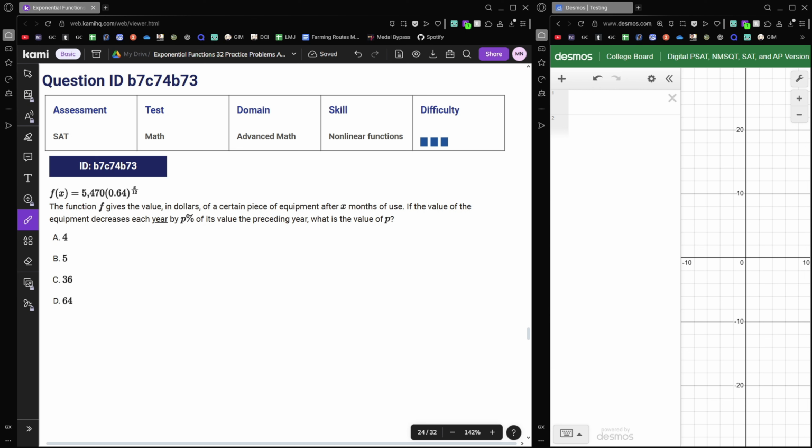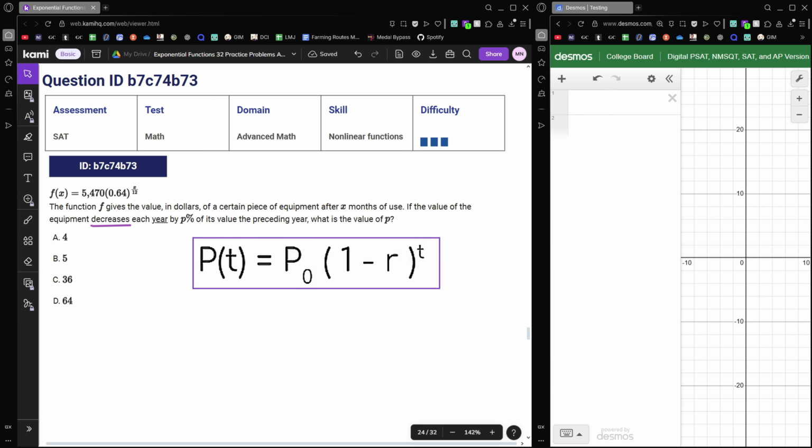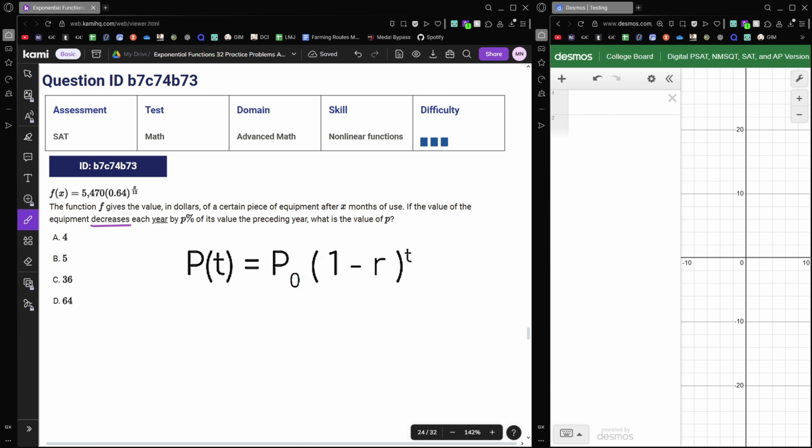Question number 24. The function f gives the value in dollars of a certain piece of equipment after x months of use. If the value of the equipment decreases each year by p% of its value the preceding year, what is the value of p? So here it says that the value is decreasing, which means it's an exponential decay problem. Here's the formula for exponential decay. And you notice that the number inside the parentheses, the rate of decay, is 1 minus r, where r is going to be the percent decrease. So here r would be equal to p%.